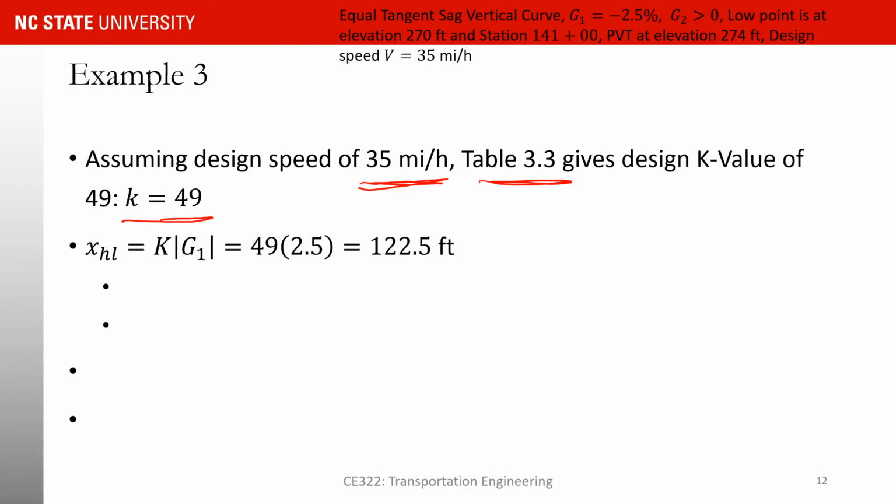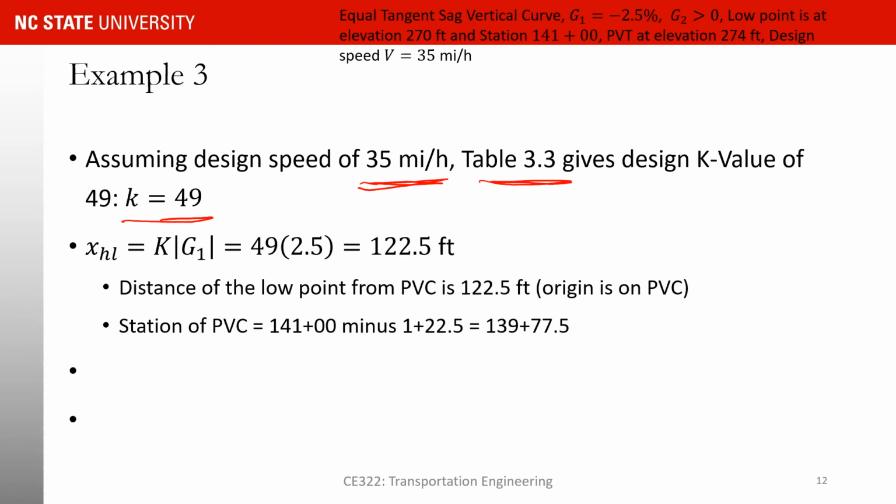So this is a sag vertical curve. So when we are talking about the location of high point or low point, we are really talking about the low point. So if you multiply K, which is 49, by 2.5, which is the initial slope, you would get a value of 122.5. So that means that the distance of the low point from PVC is 122.5 feet, or in stations it is 1 station and 22.5 feet.